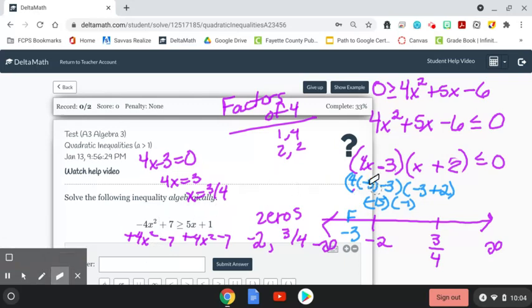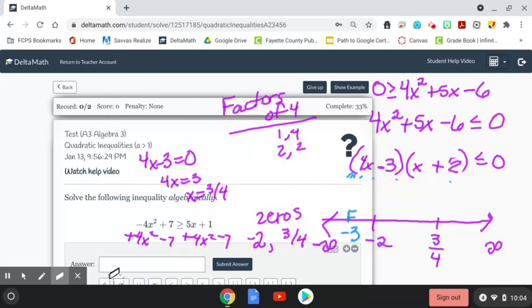A number in between negative 2 and positive 3/4, we could try substituting in 0. So let's substitute in 0. So that would end up being 4 times 0 is 0. So 0 minus 3. And then 0 plus 2. A negative times a positive would end up being a negative, which is less than 0. So this interval would be true.